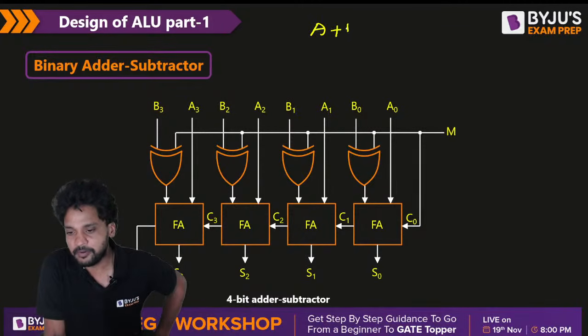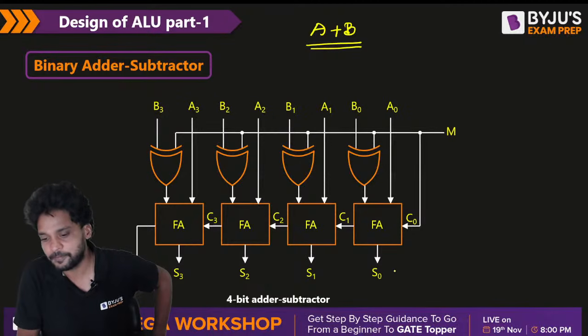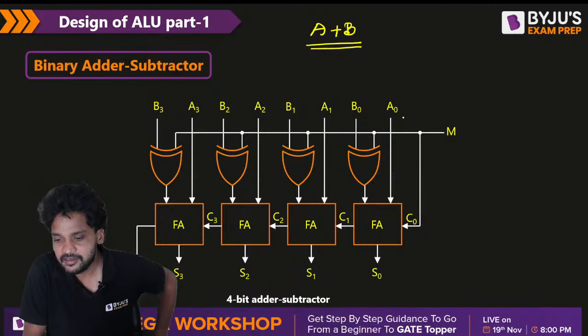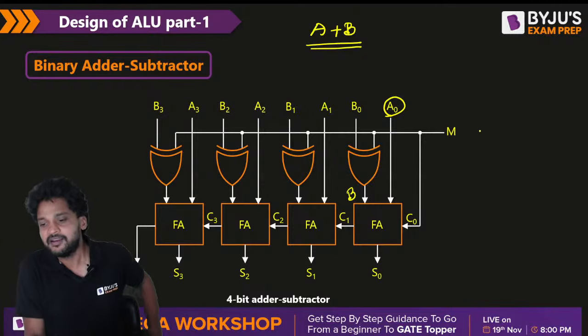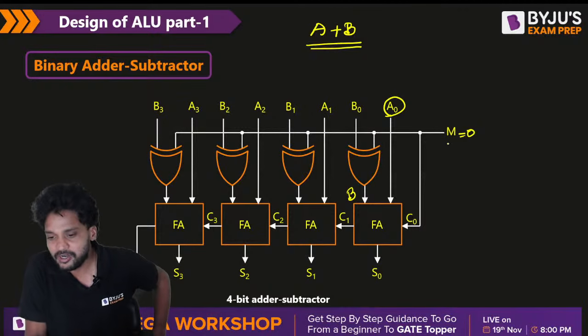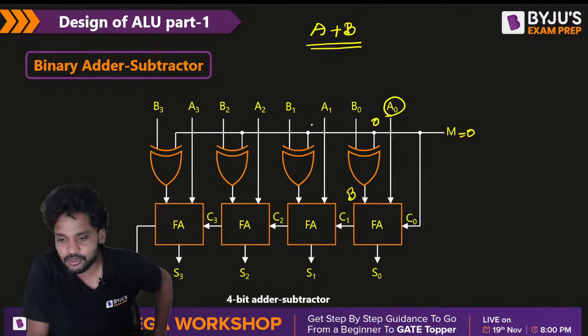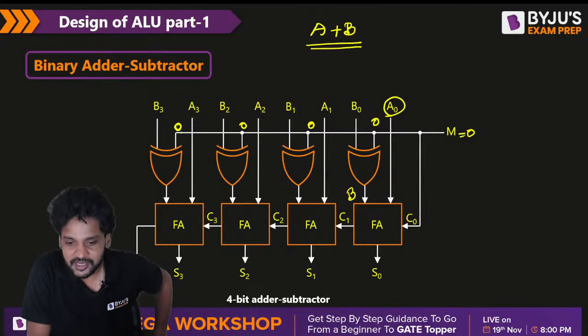Why? Simple. When you perform A plus B, what is needed to be performed? Simple. Full adder must add A and the XOR gate output must only be B. So simple. Whenever M is equal to 0, one input of the XOR gate is equal to 0. When one input of the XOR gate is 0, the output will be the other input's value only.